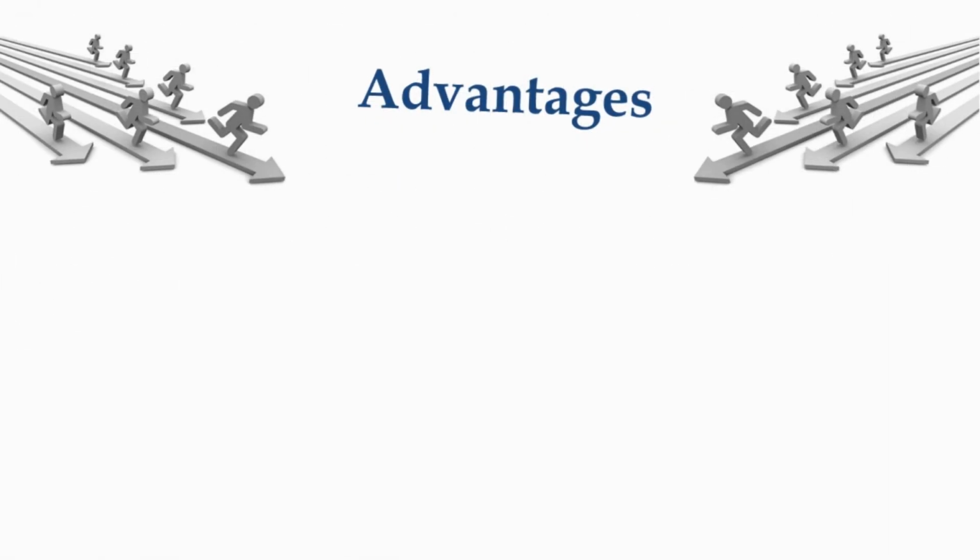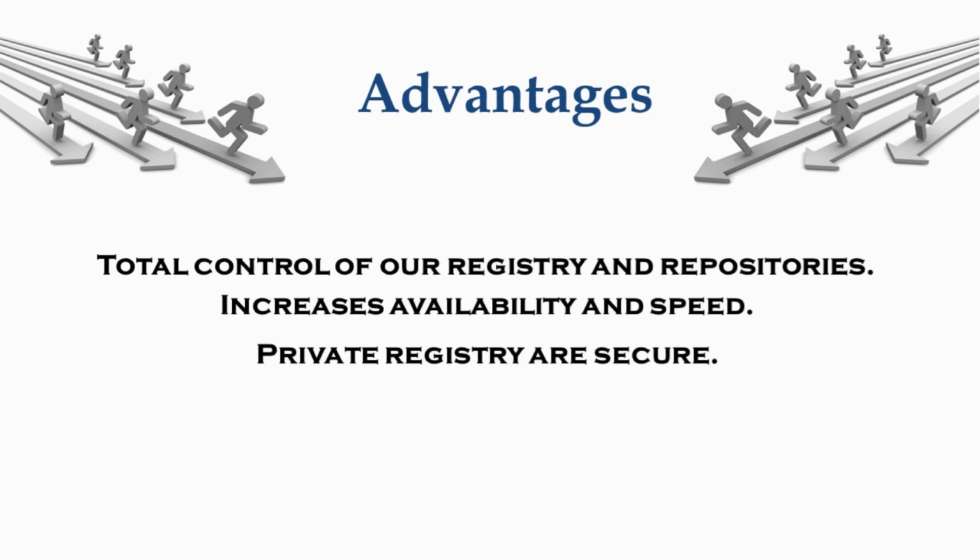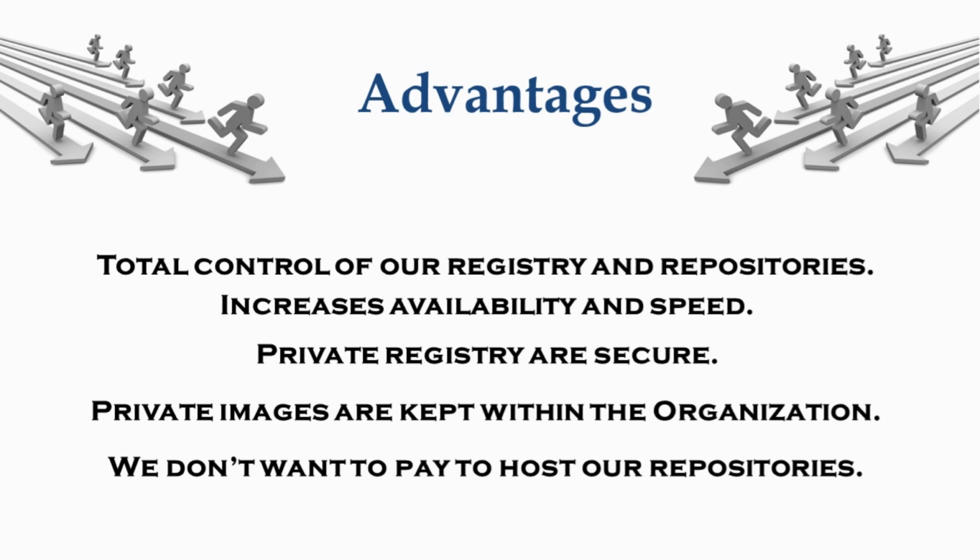A private registry has many advantages compared to Docker Hub. Some of them are: we get total control of our registry and repositories. Since the Docker registry is isolated on premises, it increases availability and speed. Private registries are secure, especially if we handle enterprise applications. Organizations' private images are kept within the organization. We don't want to pay crazy plans to cloud providers to host our repositories.